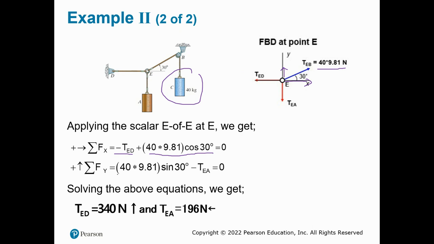Similarly, we're going to take the y component of that EB, which originally is 40 times 9.8, and then sine 30 gives me the vertical component. And then on the other side, you have the tension coming from the weight of the cylinder A. Set that equal to 0. Again, we got two equations and two unknowns. We're solving for the tension ED and the tension in EB.